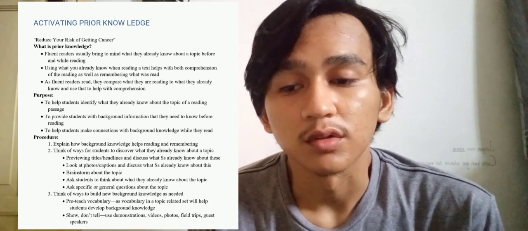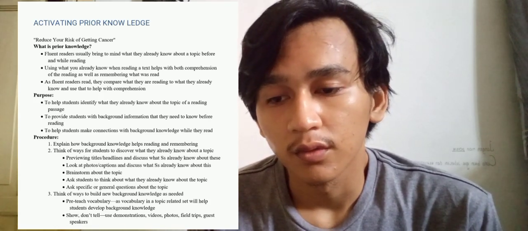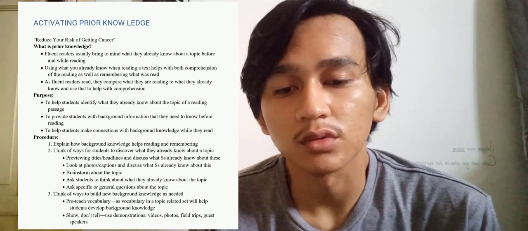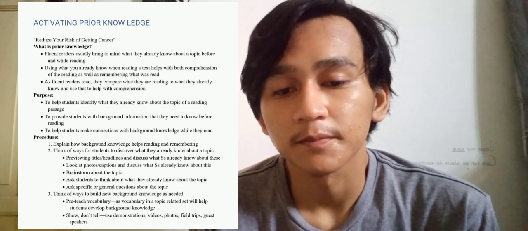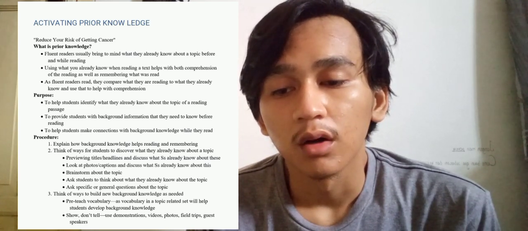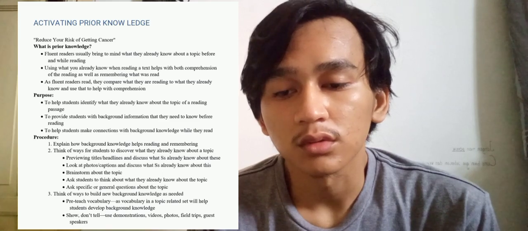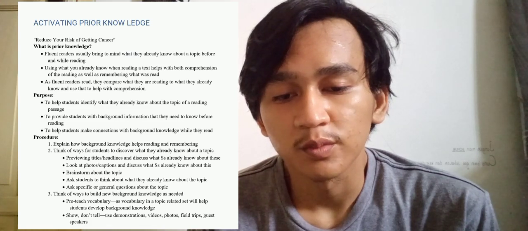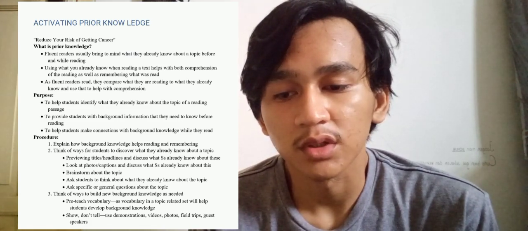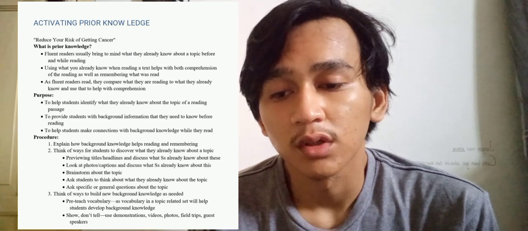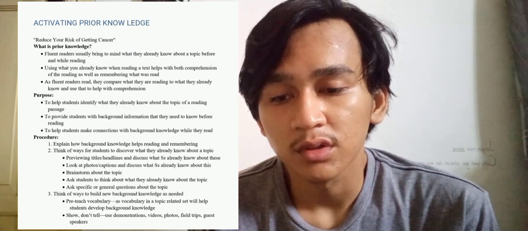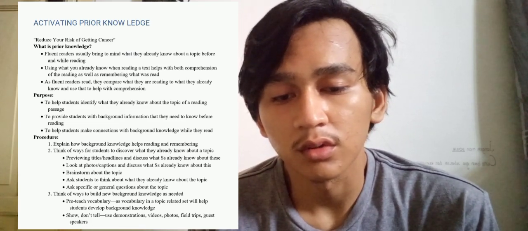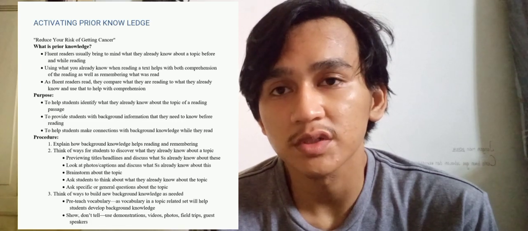What is prior knowledge? Fluent readers usually bring to mind what they already know about a topic before and while reading. Using what you already know when reading a text helps with both comprehension of reading as well as remembering what was read. As fluent readers read, they compare what they are reading to what they already know and use that to help with comprehension.